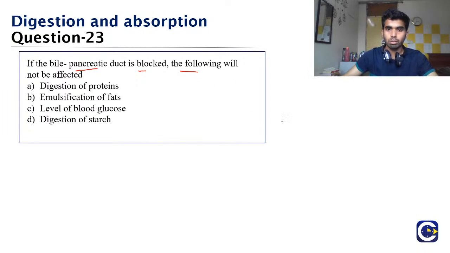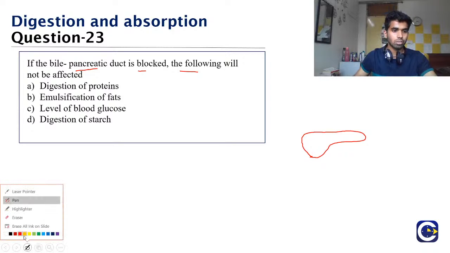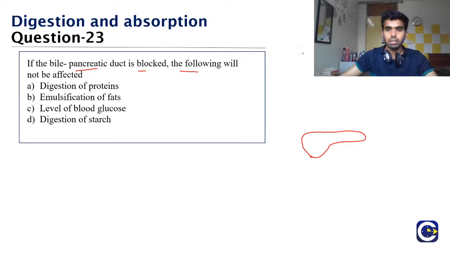So for this question, let me tell you that this is the structure of the pancreas, and this is the structure above the pancreas. This is the structure of the liver. From the liver, the hepatic duct arises, and from the pancreas, the pancreatic duct arises.